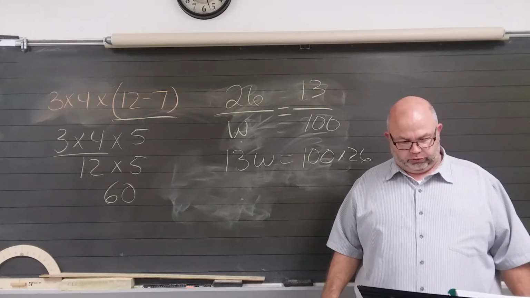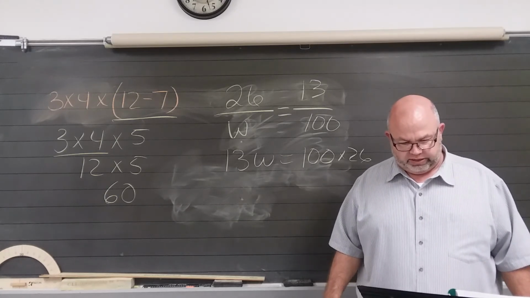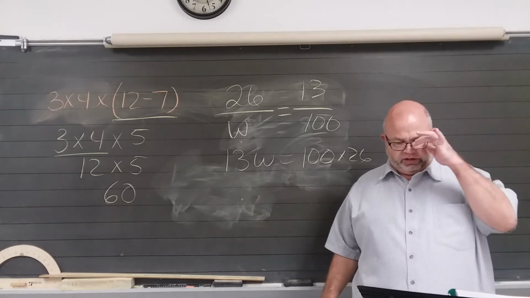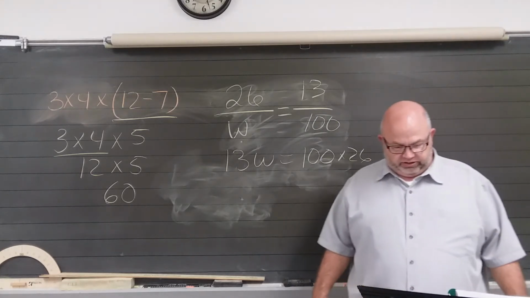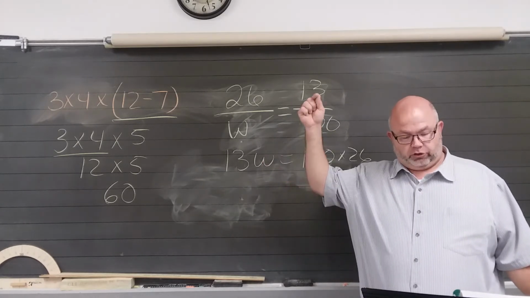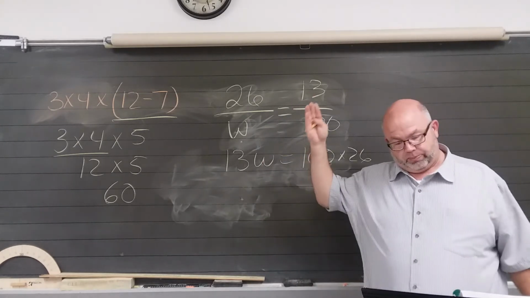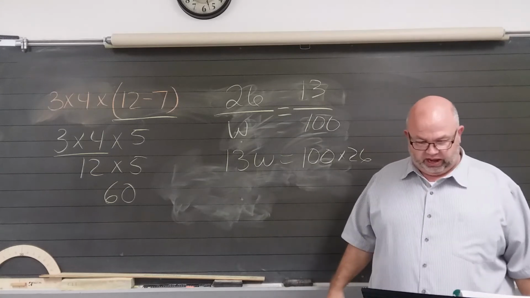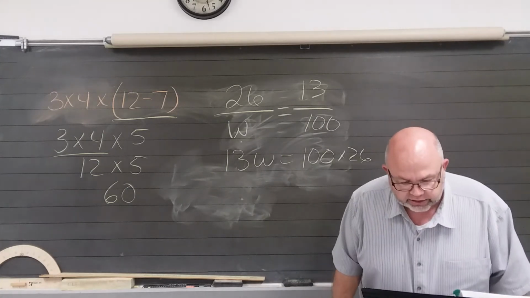Number 32, convert the compound measure. 61 days equals how many weeks and how many days? 61 days divided by 7 days per week, and then that is your weeks, and then your remainder is days. 8 weeks, 5 days for number 30. You didn't have to do number 32.